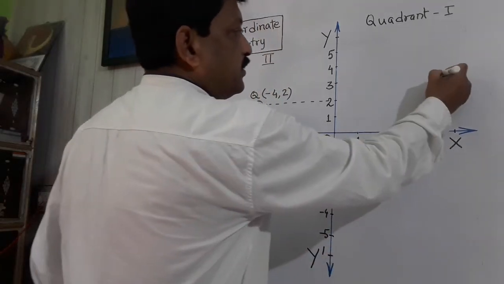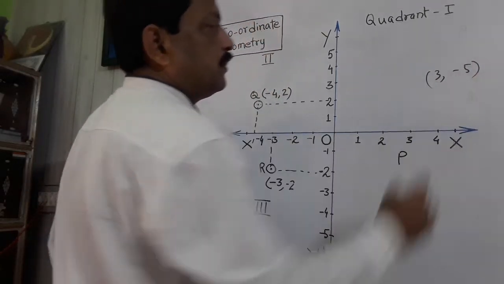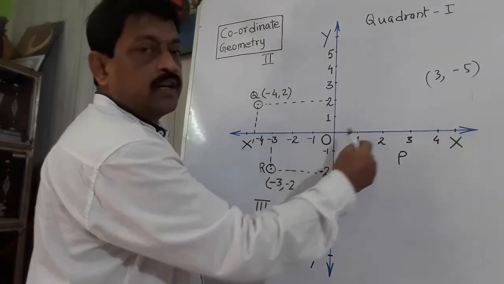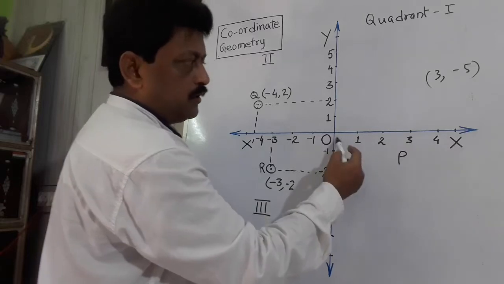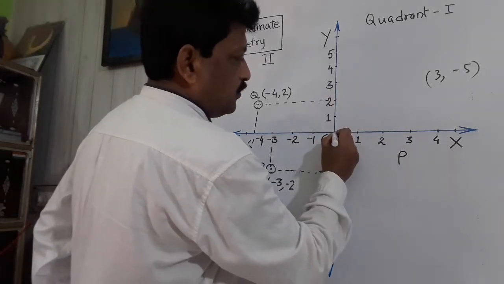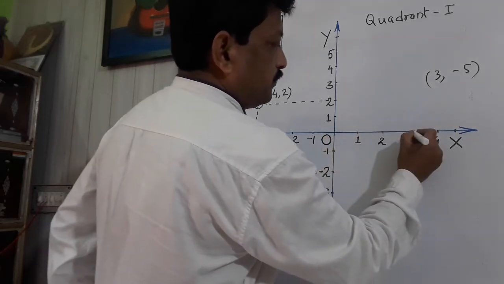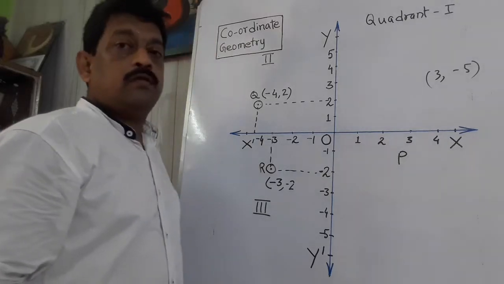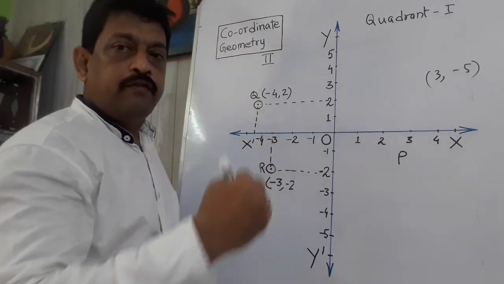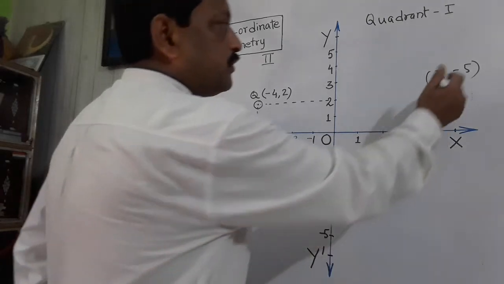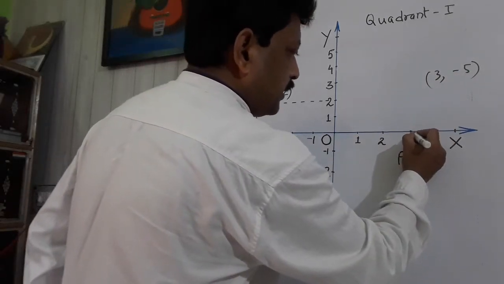Since the point is 3, minus 5, first of all we have to move 3 units to the right on the x-axis. Right on the x-axis means right of the y-axis. So 3 units here. And then minus 5 means we have to move 5 units down below the x-axis. So from here 3 and then minus 5.